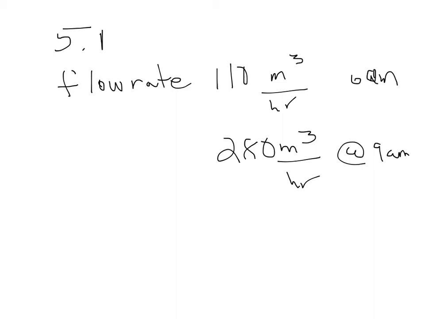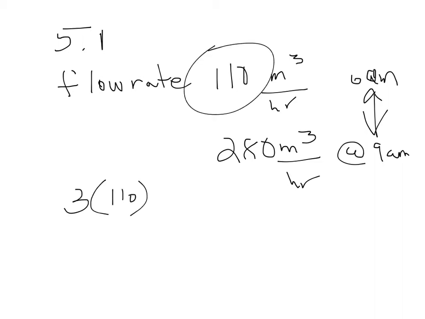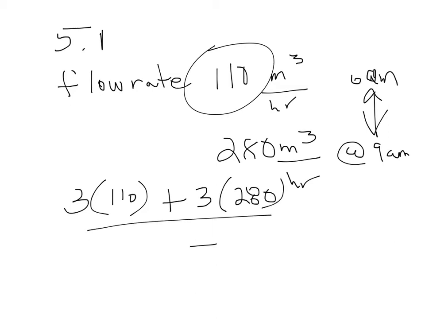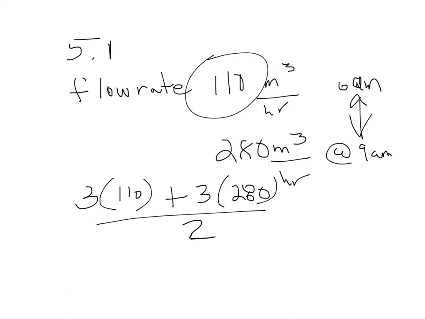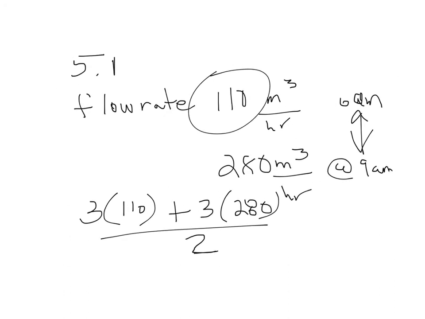So what you're multiplying here is this difference, which is 3, times this first one would be your left estimate, and then your right estimate would again be your width, your time interval, times 280, and then you divide by 2 just because you're taking the average. And that was number 11.